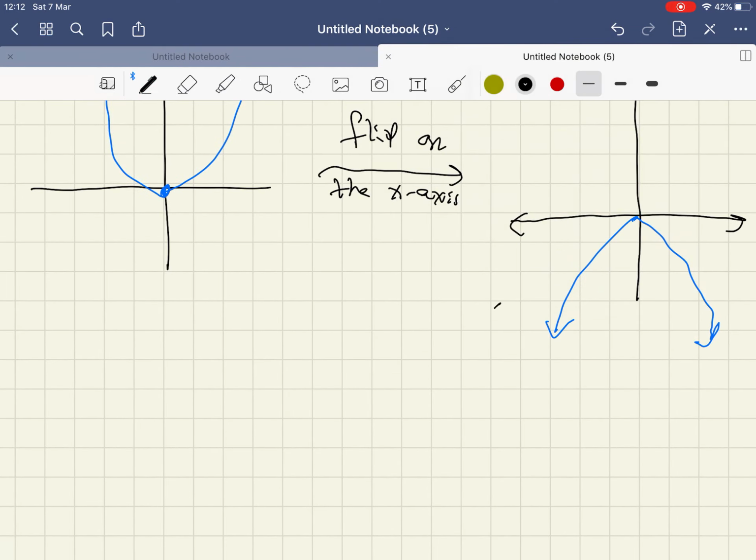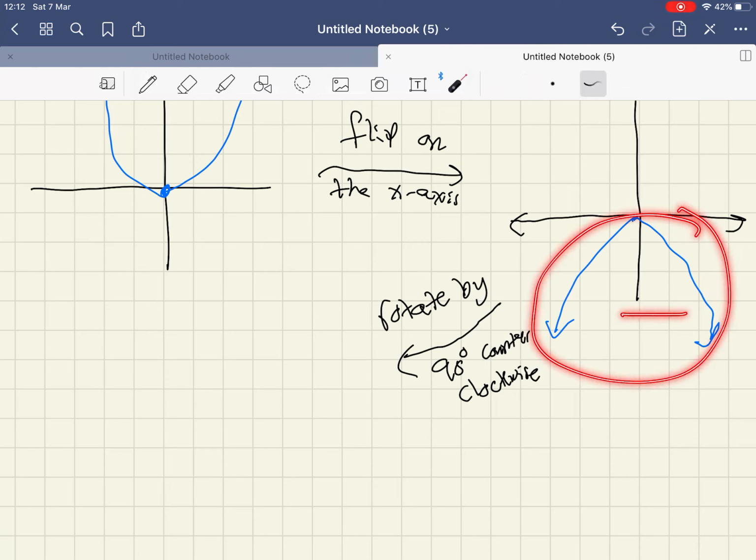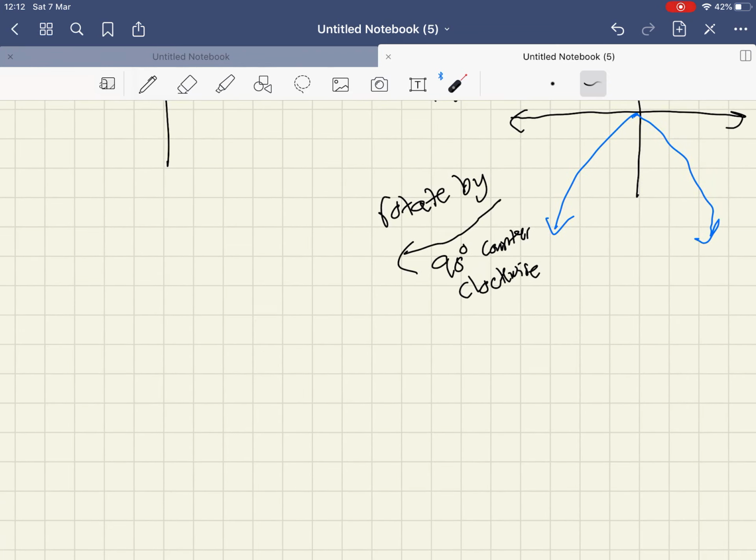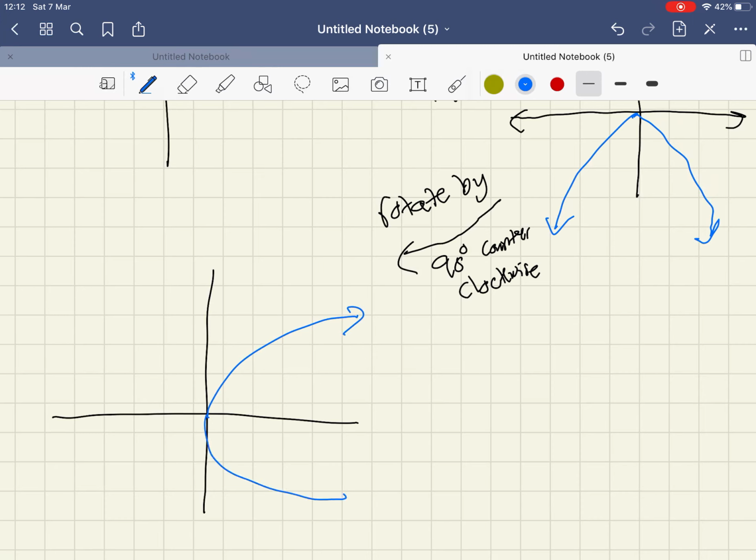And the third step is to do a rotation. Rotate by 90 degrees counterclockwise. Which means everything in this side will go in this side. It's like 6 o'clock will go to the 3 o'clock. So the final drawing will be something like this. And this is x equal 1 over 2 y squared.